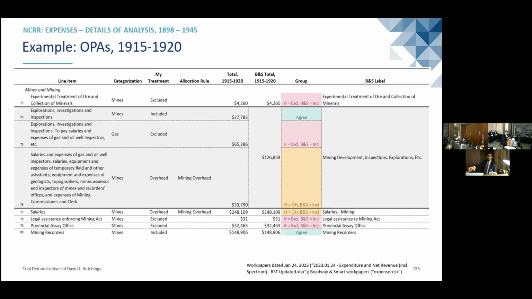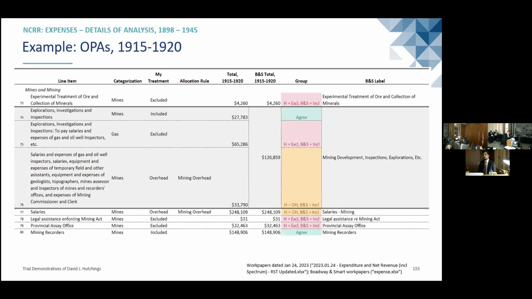Okay, so line 77 is another example of salaries. I treat it as overhead. Professor Bodway's and Smart included in full. 78 is a small line item. Sorry, is this still under mines and mining? Yes.